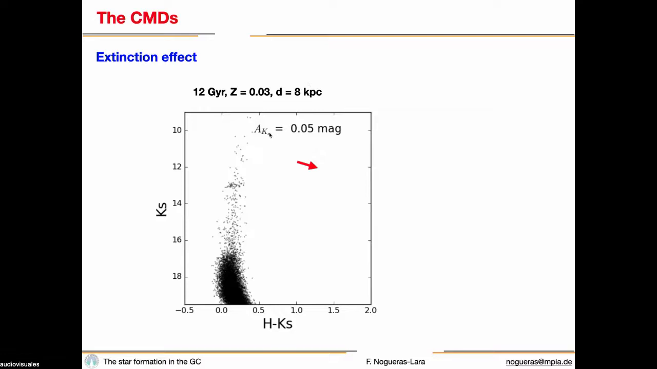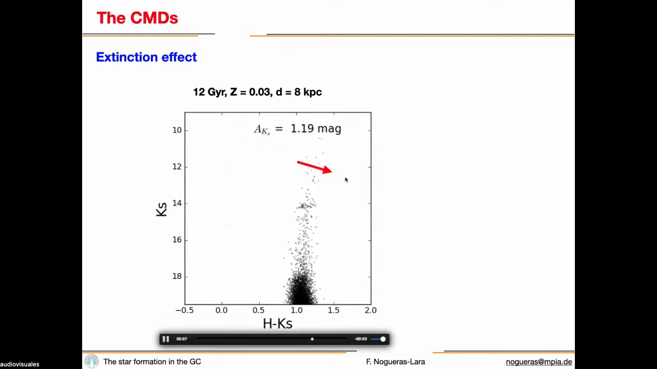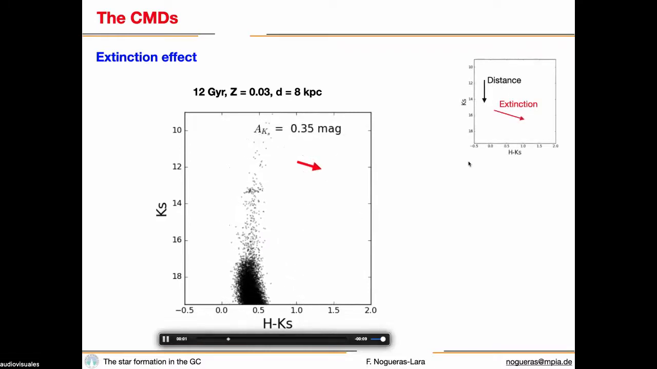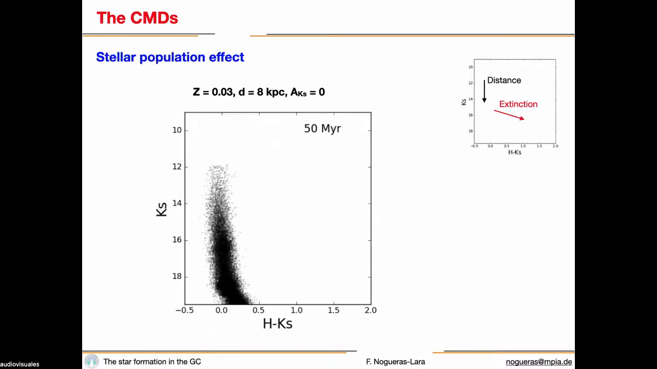And now let's start with 0.05 magnitudes of extinction in K. And if we increase this, this is what happens. So actually we are following the reddening vector for the stars that we have for this given age. So now we have 2 things. We have the distance going down, and then the extinction in this line with some slope, but a bit of degeneracy there. So this is one of the problems there.